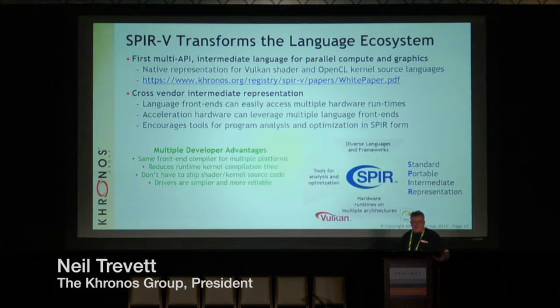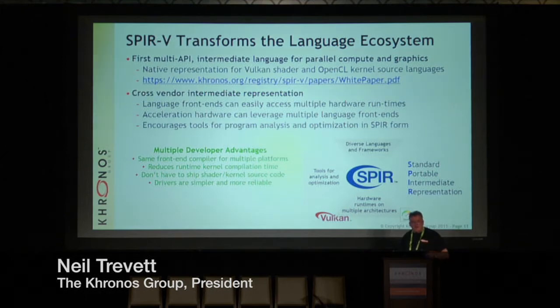There's an excellent white paper. If you're interested, all these slides will be posted on Khronos by the end of the day. And it's a really powerful place to have an intermediate representation. It enables the hardware community to innovate their runtimes in parallel with the software community innovating different languages and frameworks, including domain-specific languages and frameworks.